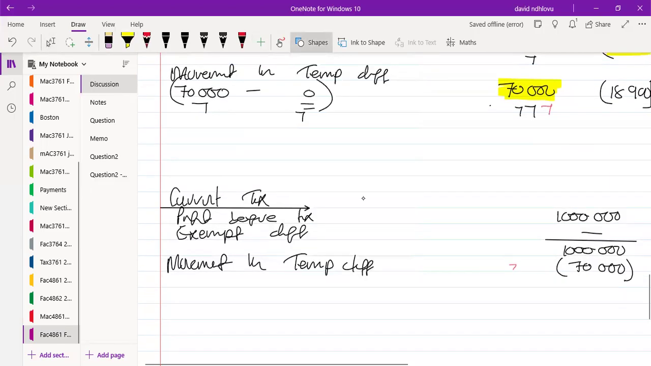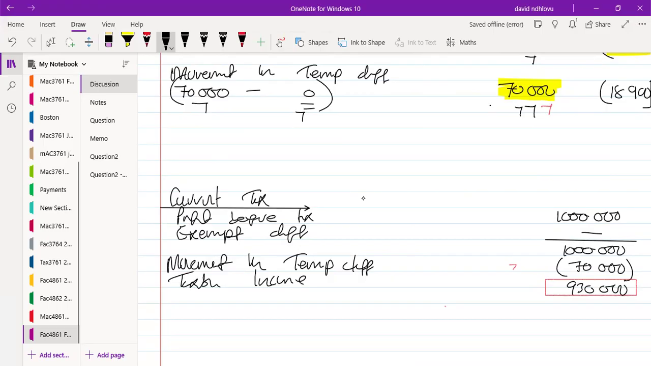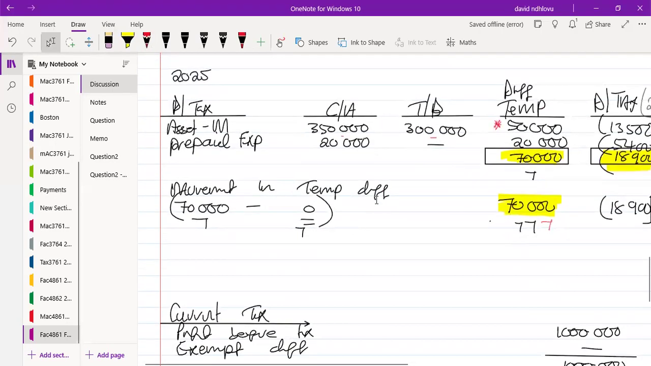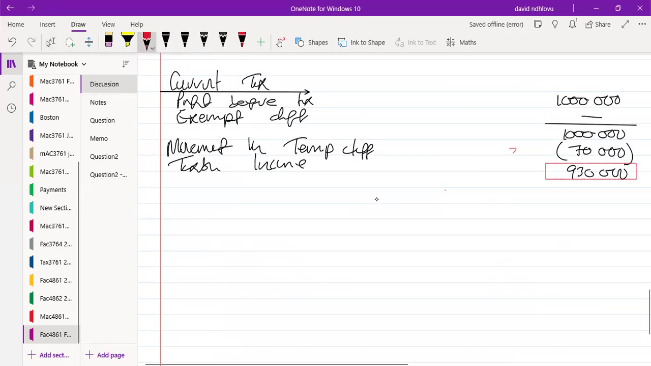So you won't have to list each asset one by one here. You just take that movement and it will give you 930. That's your taxable income. In other words, you will not be required to show individual movements in temporary differences, but that value will be captured in this calculation. It will be captured via this, and this figure is what you bring there.